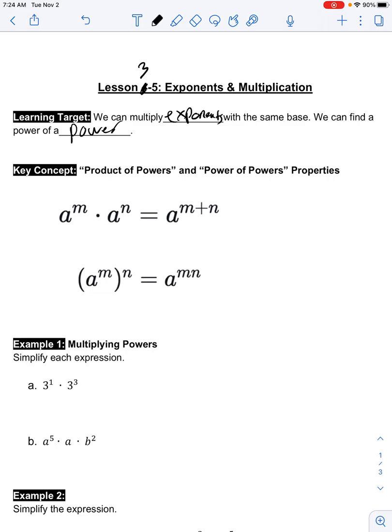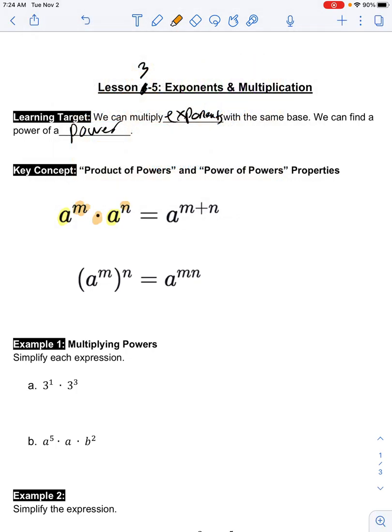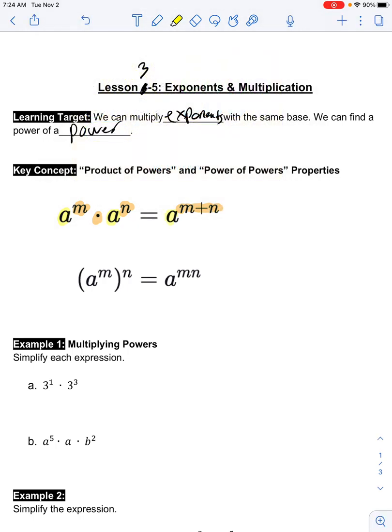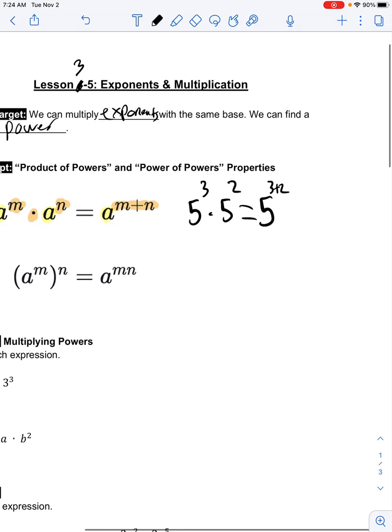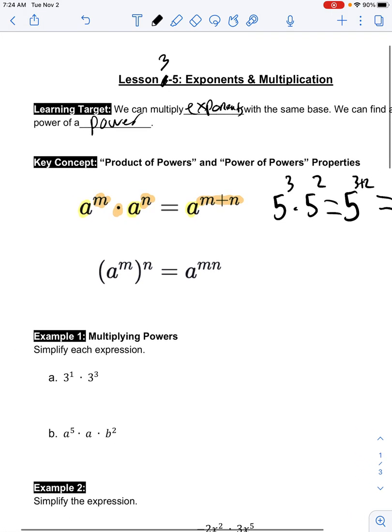So the base idea is, if your base, the number that is not raised up, is the same when you multiply exponents, again, you have to be multiplying them, okay? You're going to end up adding. So this is m plus n. So again, if I multiply 5 to the third times 5 squared, I would take my base number of 5, do 3 plus 2, which gives me 5 to the 5th power.